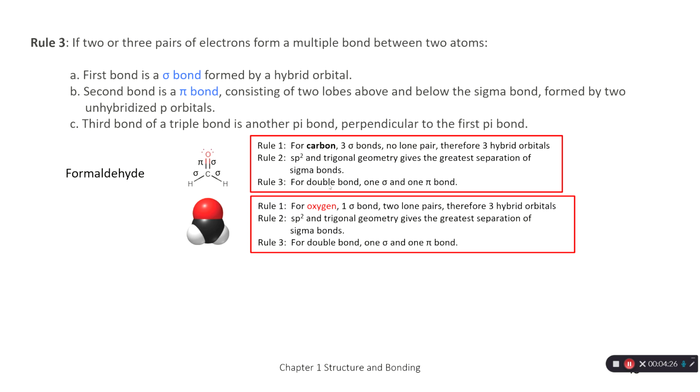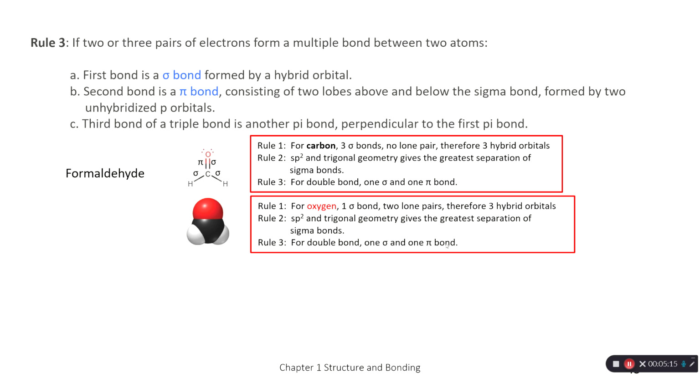And remember that in a double bond, the first one is going to be sigma, and the second one will be a pi bond. What about the oxygen? We can apply these rules to other atoms besides carbon. So if I take a look at the oxygen here, how many sigma bonds are there to the oxygen? Well, there's just 1. There are 2 lone pairs, you can see that, and that adds to 3. Therefore, there should be 3 hybrid orbitals for oxygen, and that means it should be sp2 hybridized as well, with trigonal geometry to give that separation of the sigma bonds and the lone pairs. And rule number 3 applies again. In the double bond, there's just one sigma and one pi bond.